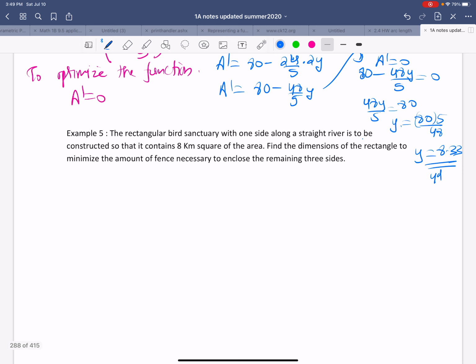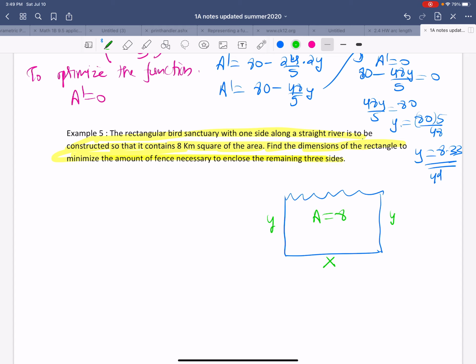The rectangular bird sanctuary with one side open along the river is to be constructed so that it contains 8 kilometer square area. Find the dimensions of the rectangle to minimize the amount of fence necessary to enclose the remaining 3 sides. Okay, so we do have a river on one side and we want to enclose some area. Now I'm just going to say let this side be x and this side would be y.